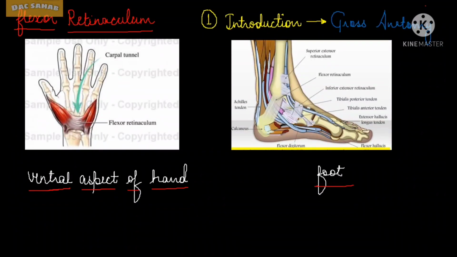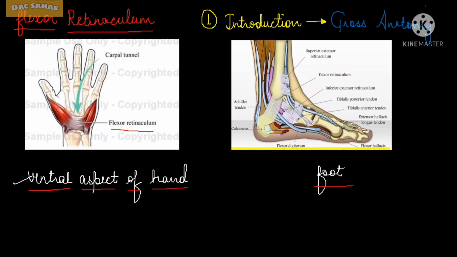So in this video, we are going to talk about flexor retinaculum. Flexor retinaculum is present in your hand as well as in your foot. In this video, we are going to talk about flexor retinaculum present on the ventral aspect of hand. Here it is, on the ventral aspect, I mean the palmar side of your hand. The palmar side, not the dorsal, but the palmar side of your hand.